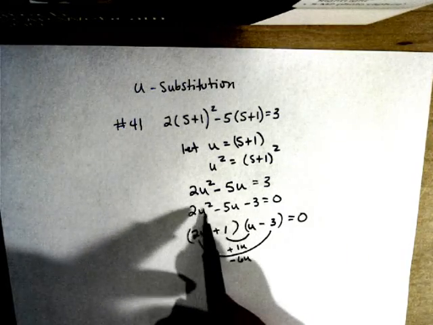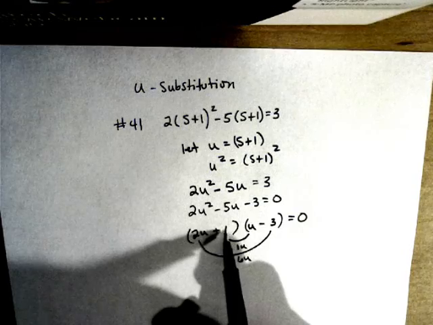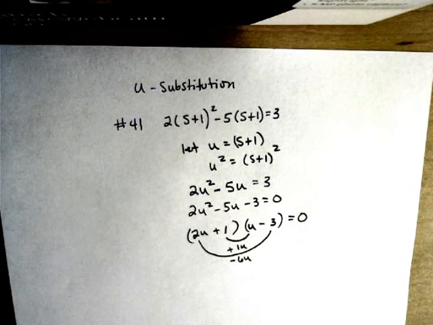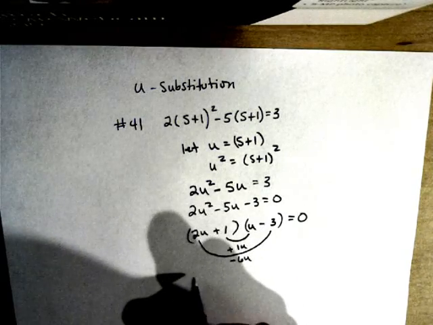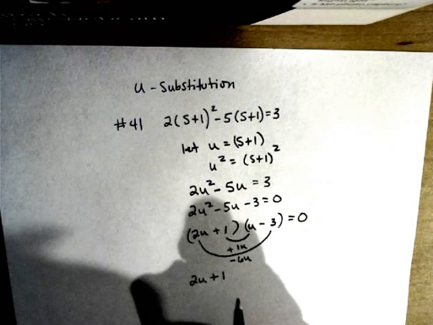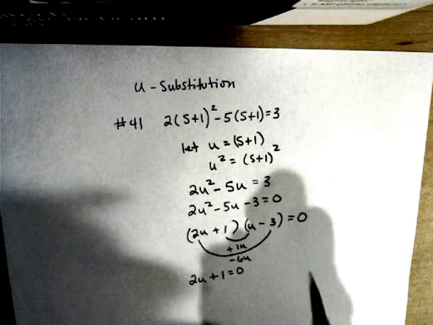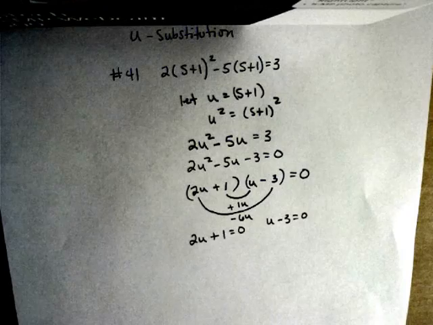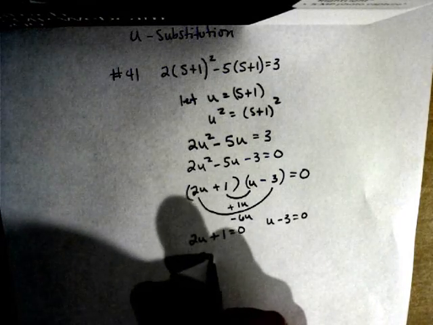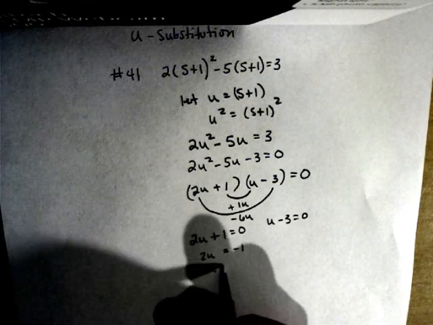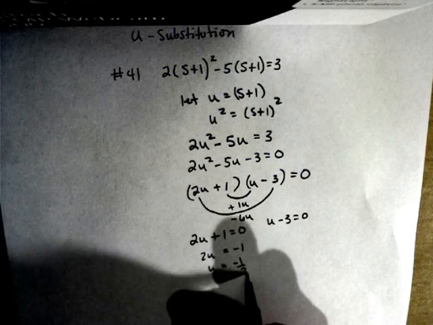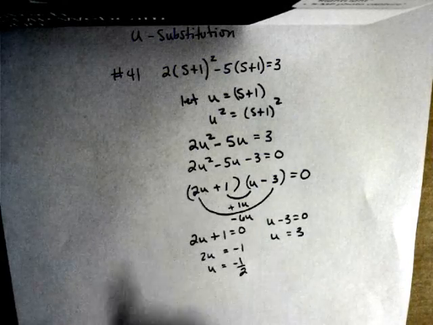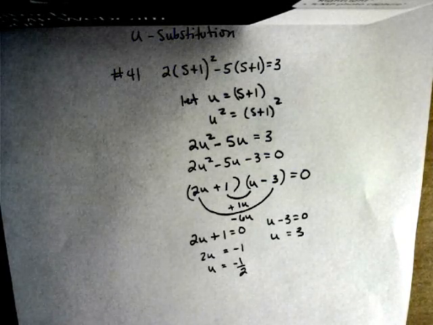2u times u is 2u squared. 1 times negative 3 is negative 3. And our middle terms are correct. We just did the check. So now we can set 2u plus 1 equal to 0 and u minus 3 equal to 0. 2u will equal negative 1. U will equal negative 1 over 2. U will equal 3. So those are our solutions for u.